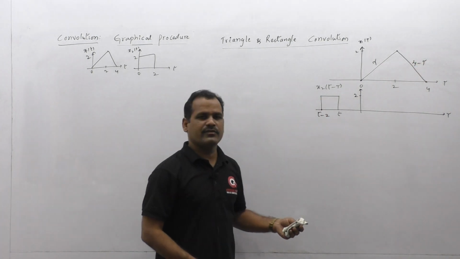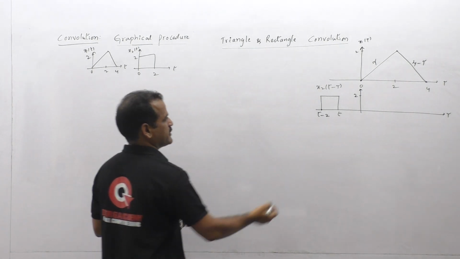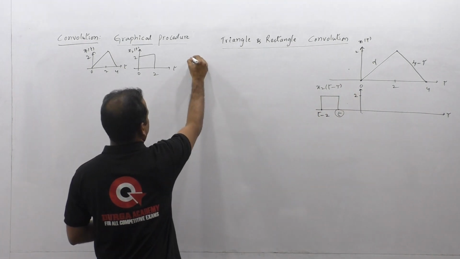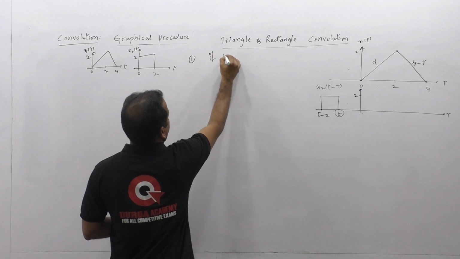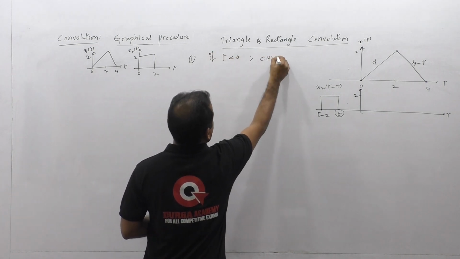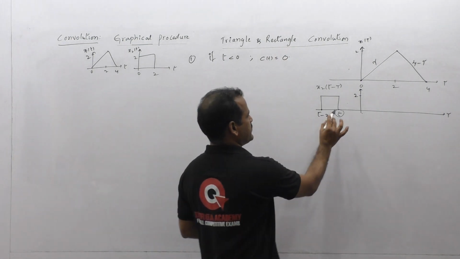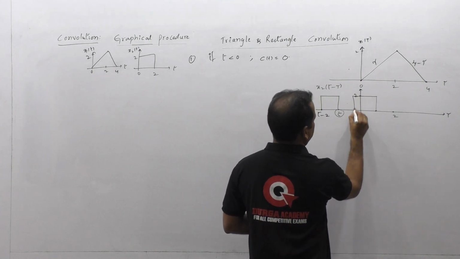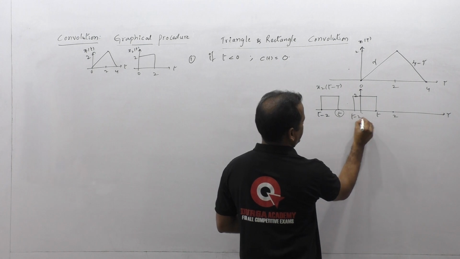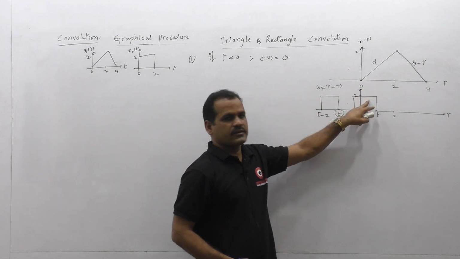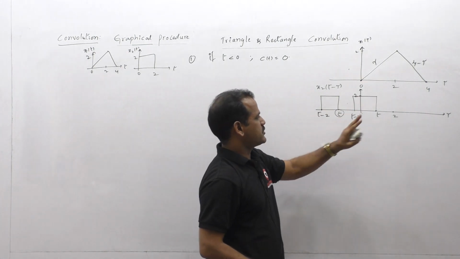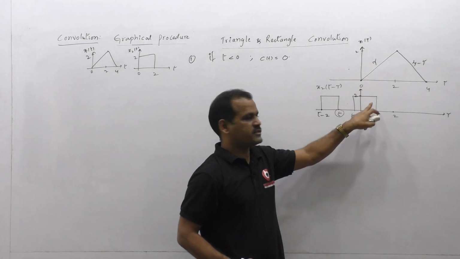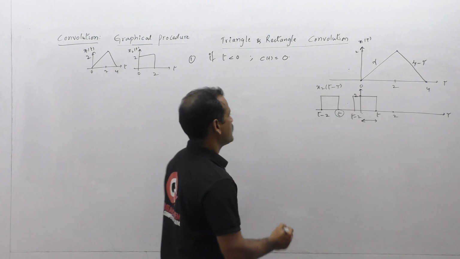Now let us perform the convolution step by step by taking the t limits. First, if t value is less than 0, the product of these two will be 0. Case 1: if t is less than 0, the convolution result c of t will be 0. Next, if t crosses 0 and is before 2, then we get t and t minus 2 here. For this case, the product of these two will be non-zero in the limit 0 to t. Observe, from 0 to t both signals are non-zero. So let us evaluate the convolution integral over that limit.